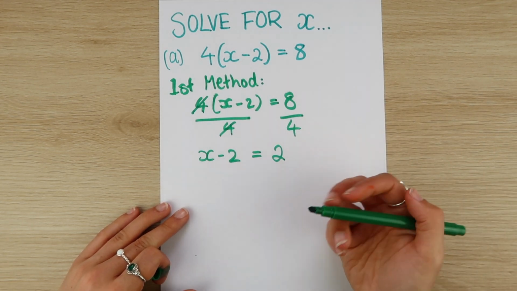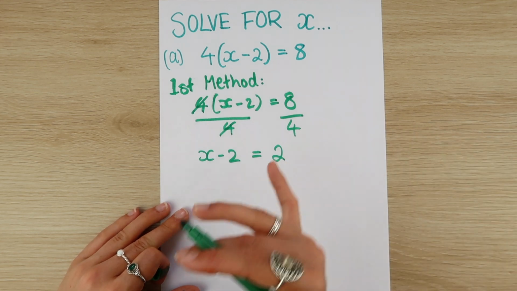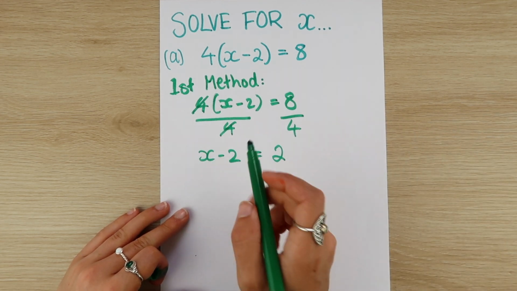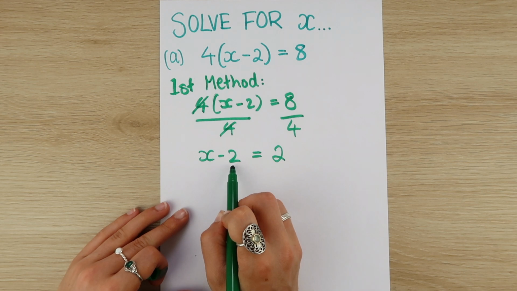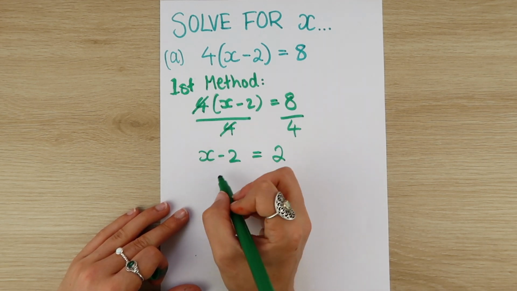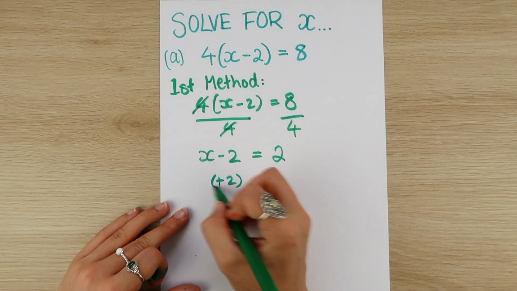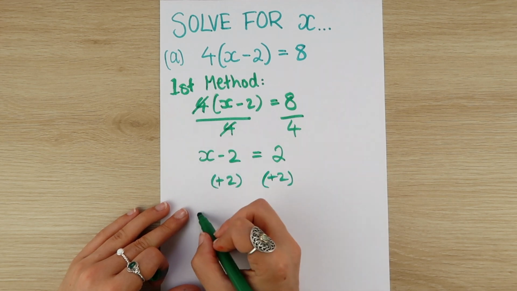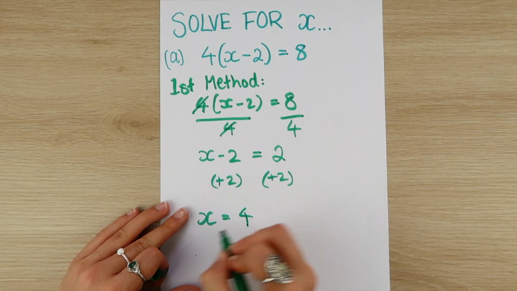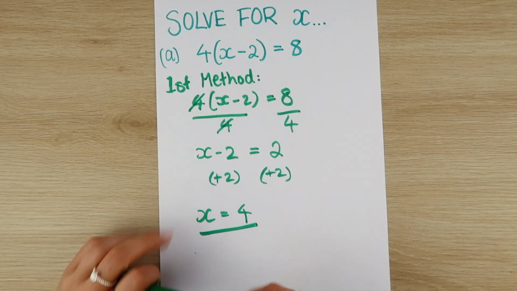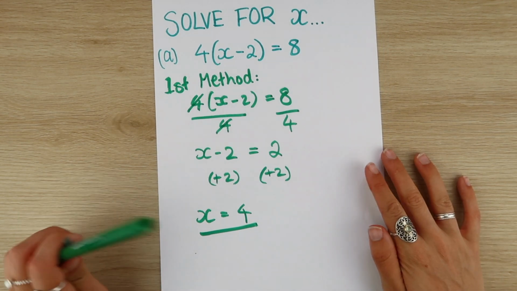Now at this point, you'll recall from our previous video that we need to add 2 to get x by itself, or to isolate x on the left-hand side. So plus 2 to both sides, and x is equal to 4. And that's my final answer for this side. So x is equal to 4.